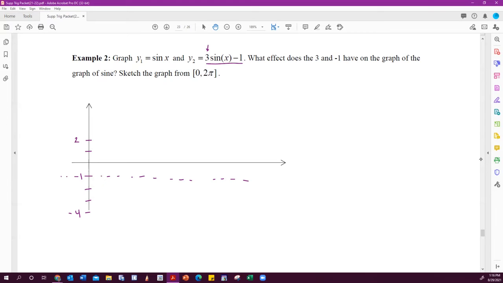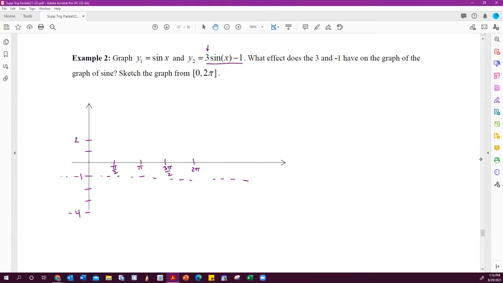One period goes from 0 to 2 pi. Halfway between 0 and 2 pi is pi. Halfway between that is pi over 2. And then count with me: 1 pi over 2, 2 pi over 2, 3 pi over 2, 4 pi over 2.